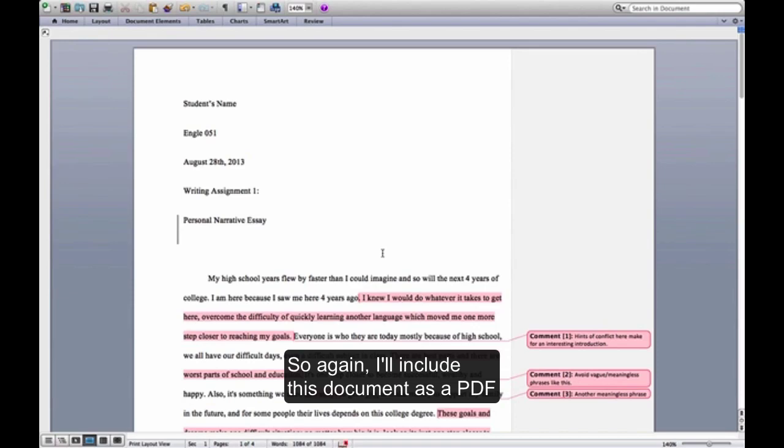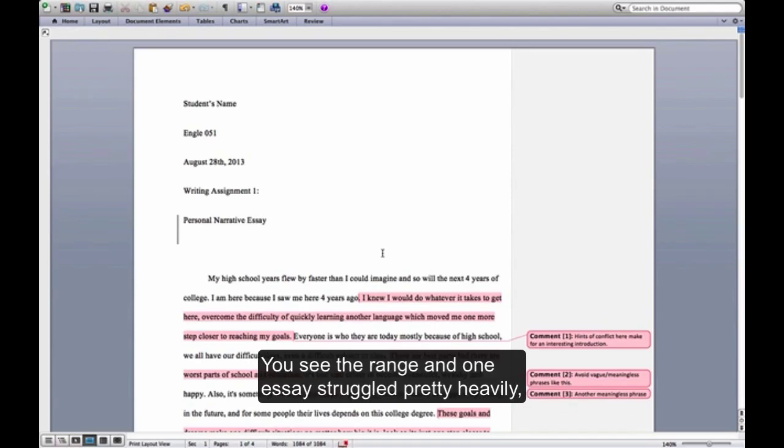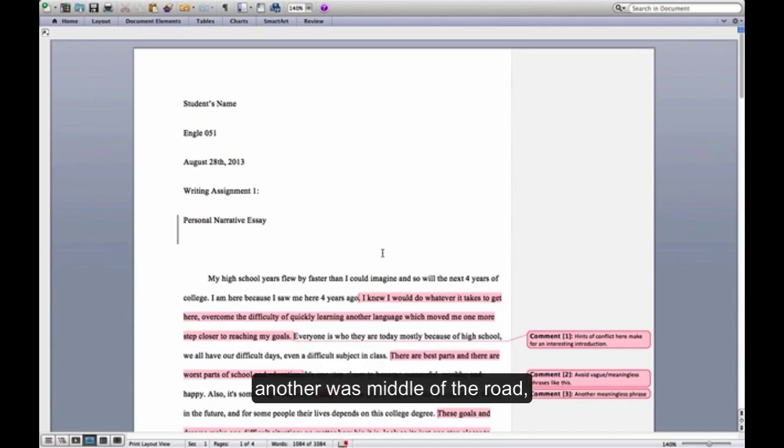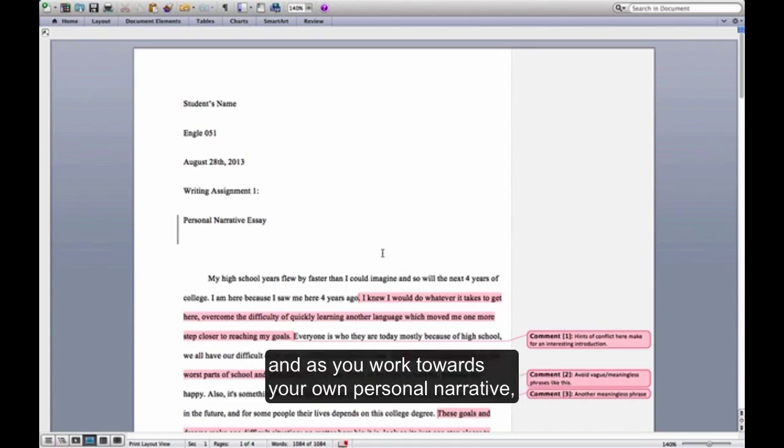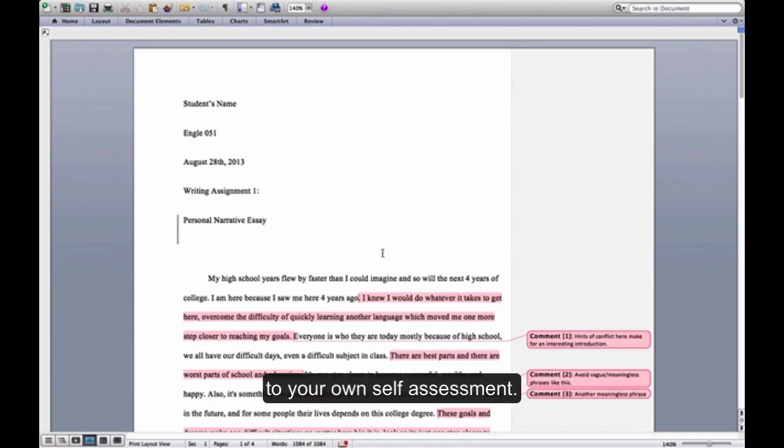So again, I'll include this document as a PDF in the materials tab. Take a look at these three examples. You see the range, and one essay struggled pretty heavily. Another one was middle of the road, and this one was a little bit better. Take a look at these three examples, and as you work towards your own personal narrative, make use of these examples as things that you can do and things that you should try to avoid as well. Also, make use of how I scored these as examples to your own self-assessment.